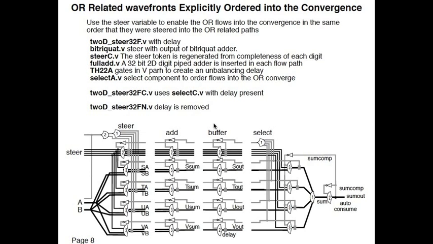NCL circuits have to be fully logically determined. And a race is a gap in the logical determination. And these gaps can be detected by logical analysis of the specification of the circuit. And once detected, the gaps can be filled in by adding the appropriate logic. So in this case, the appropriate logic is to coordinate the flow into the convergence in the same order that it was steered into the OR-related flow paths.